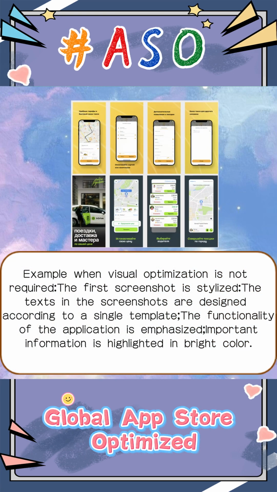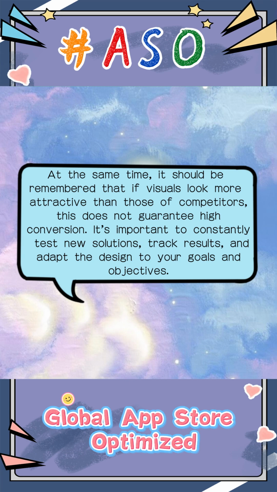Example: when visual optimization is not required: the first screenshot is stylized, the texts in the screenshots are designed according to a single template, the functionality of the application is emphasized, important information is highlighted in bright color. At the same time, it should be remembered that if visuals look more attractive than those of competitors, this does not guarantee high conversion. It's important to constantly test new solutions, track results, and adapt the design to your goals and objectives.